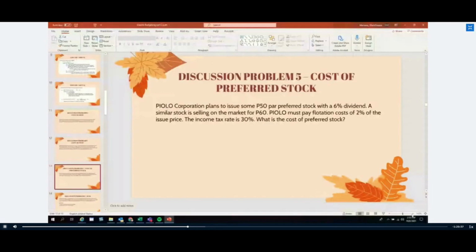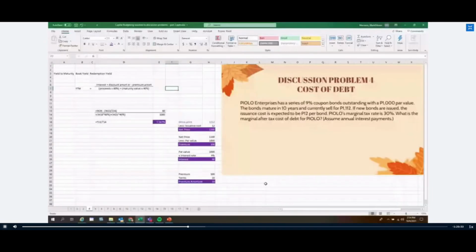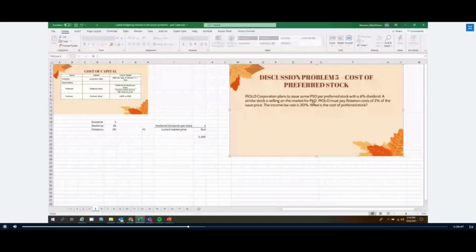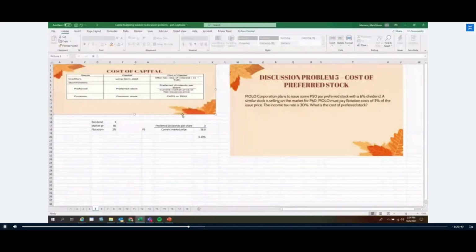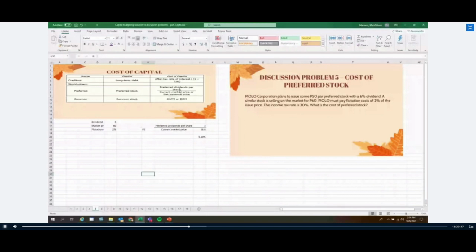So we have problem number 5. Kung napapansin nyo class, palaging ginagawa natin ay ayun yung problem at yung concept, para at least ngayon pa lang maging familiar ka na. So, preferred stock. Ang formula dito ay preferred dividends per share divided by the current market price or net issuance price.